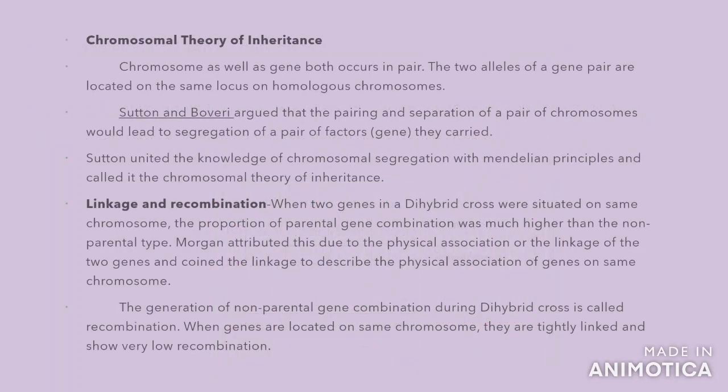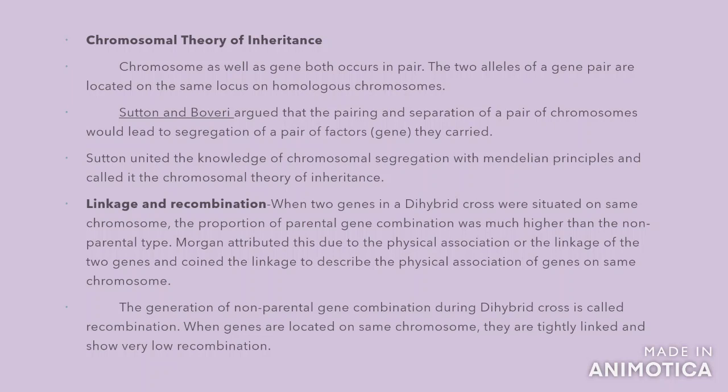Chromosomal theory of inheritance. Chromosomes as well as genes both occur in pairs. The two alleles of a gene pair are located on the same locus and on homologous chromosomes. Sutton and Boveri argued that the pairing and separation of a pair of chromosomes would lead to segregation of a pair of factors they carried. Sutton united the knowledge of chromosomal segregation with Mendelian principles and called it the chromosomal theory of inheritance.